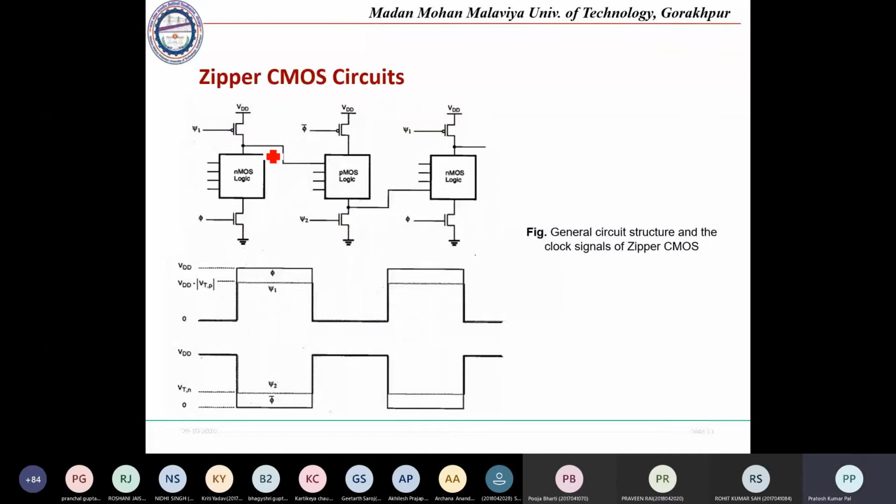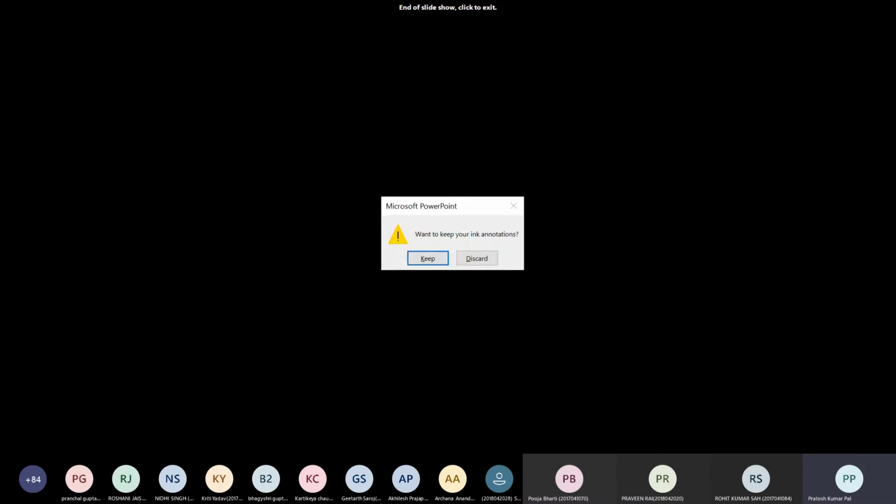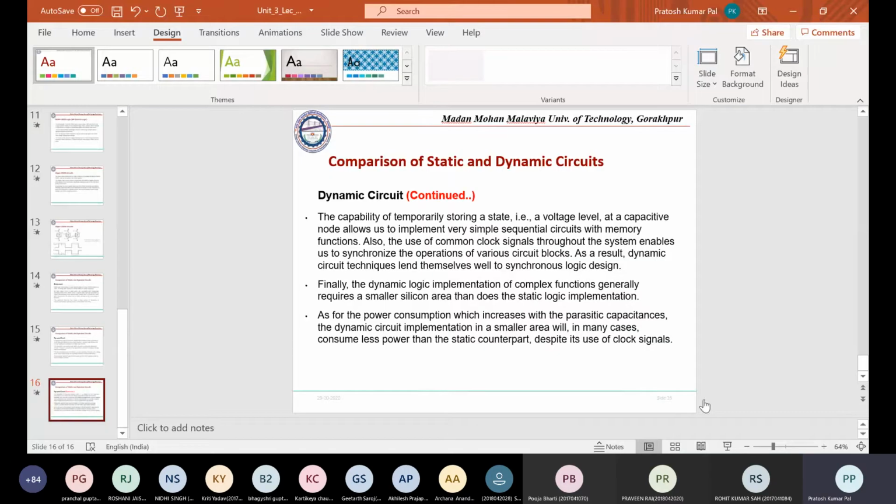So this is the comparison between static and dynamic circuits, which we have already seen. Just go through it. And the next topic is the last topic of this unit. We will see that.